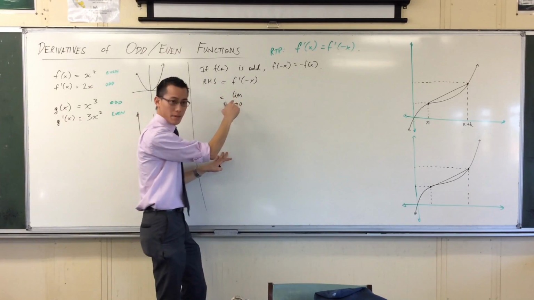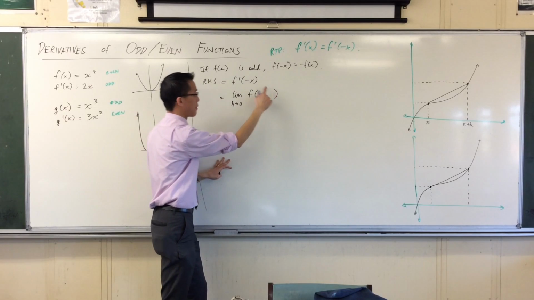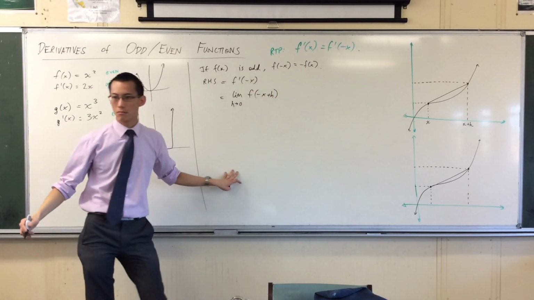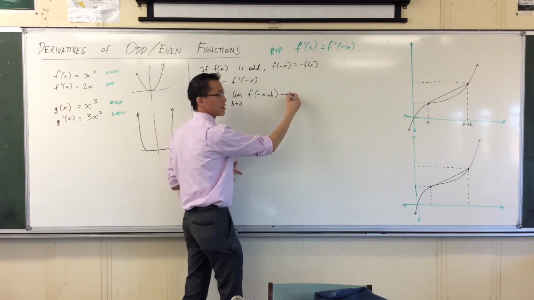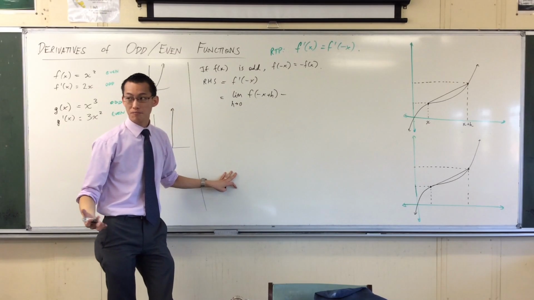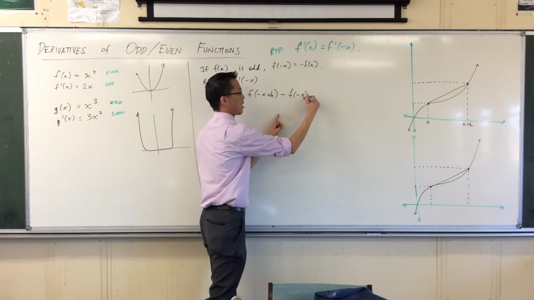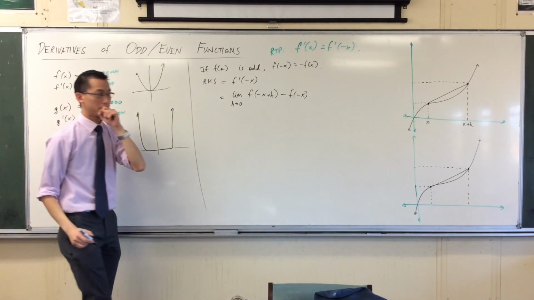So I've got my limit. On the top here, I would usually have f of x plus h, but I'm thinking about minus x, so this will be minus x plus h. See what I'm doing? I'm just evaluating it at a different spot. Minus, now normally I would put f of x on here, but instead I'm going to put f of minus x. Question: why isn't h minus?